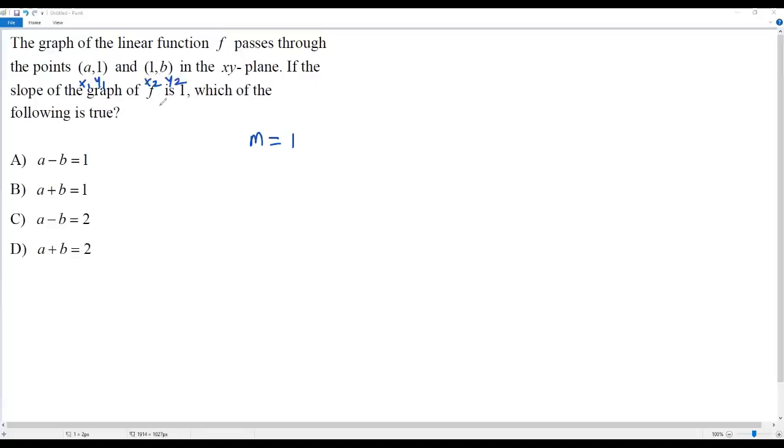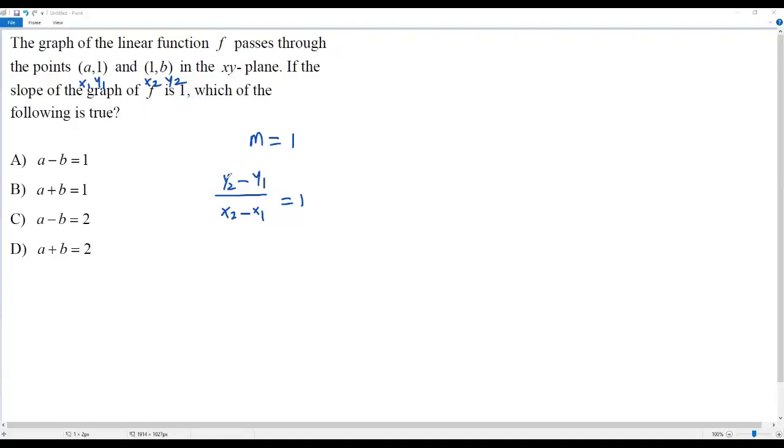And also there is a formula to find the slope of a line or linear function which passes through the 2 points (x1, y1) and (x2, y2). The formula is (y2 - y1) over (x2 - x1). Instead of (x1, y1), in our problem we have (a, 1). For x1 we have a, for y1 we have 1. And for (x2, y2) we have (1, b). That is for x2 we have 1, for y2 we have b.